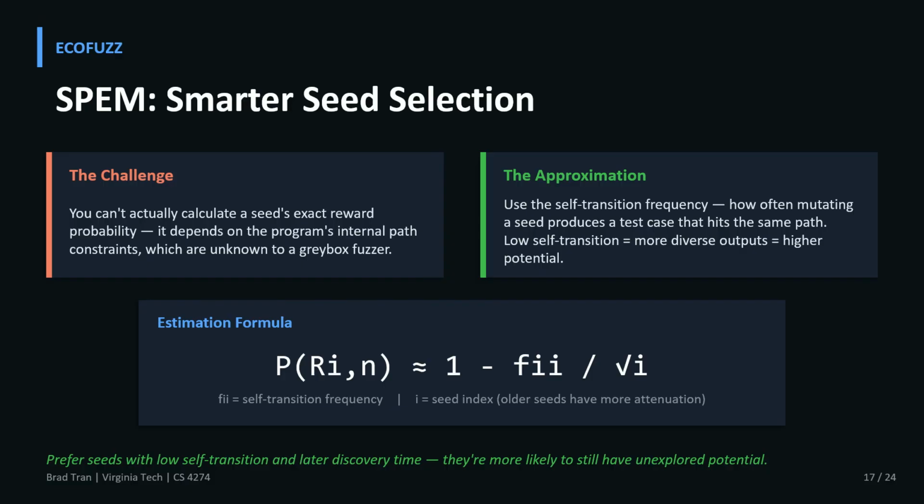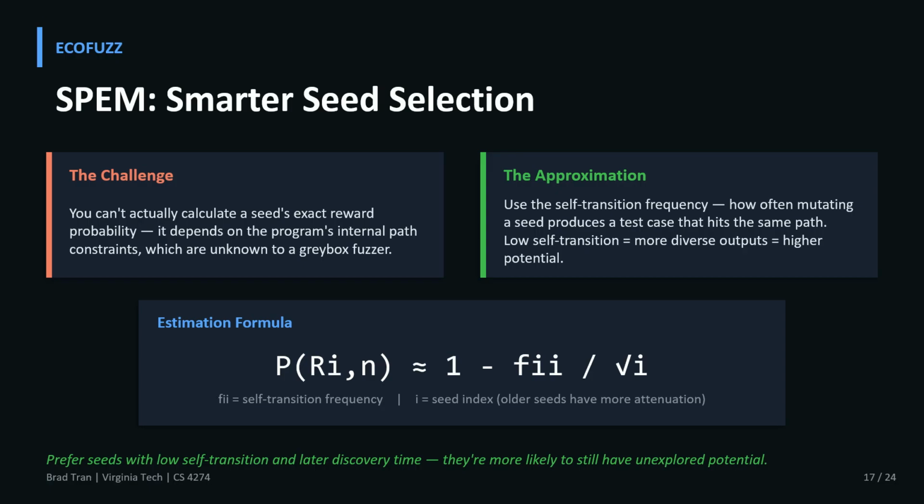SPEM, which stands for the Self-Transition Based Probability Estimation Method, addresses the seed selection problem in the exploitation state. The fundamental challenge is that you can't compute a seed's exact reward probability. That would require knowing the transition probabilities to all undiscovered paths, which depends on the program's path constraints, information that a greybox fuzzer by definition doesn't have.